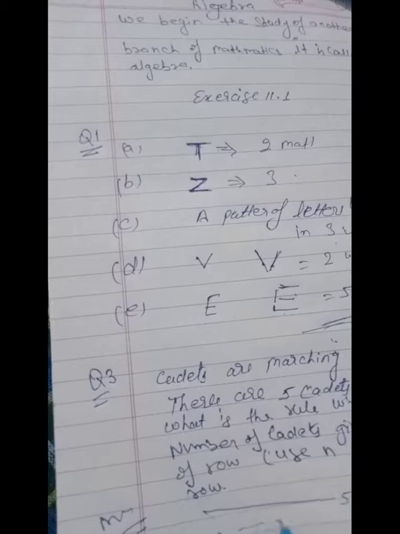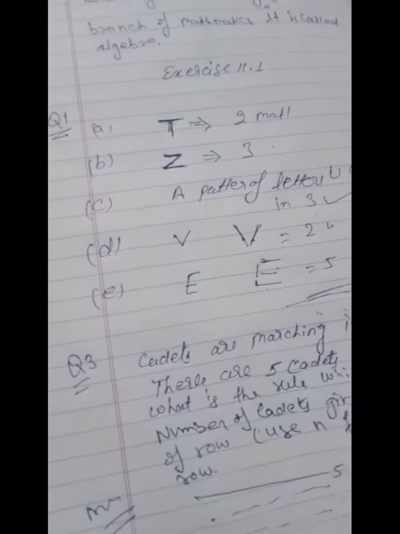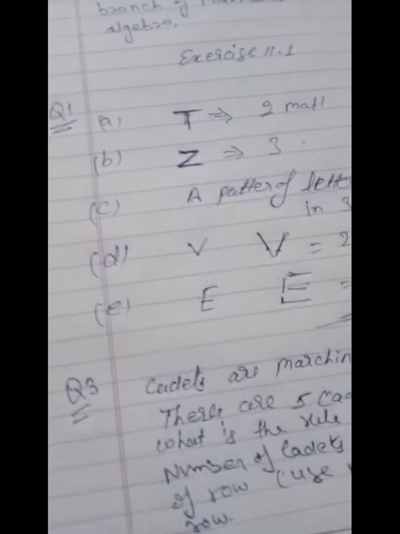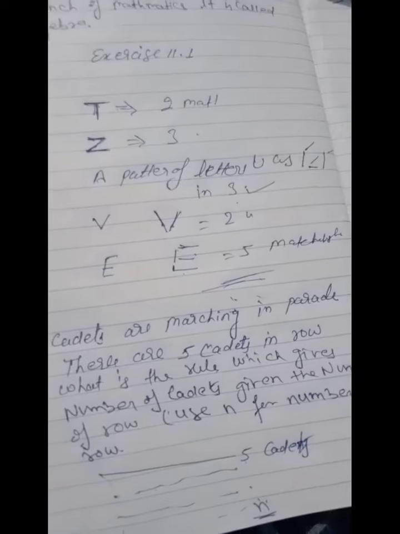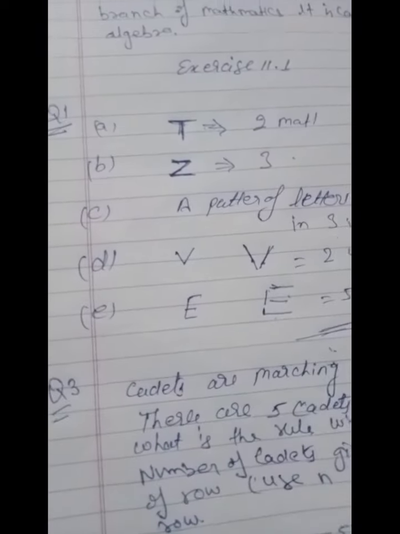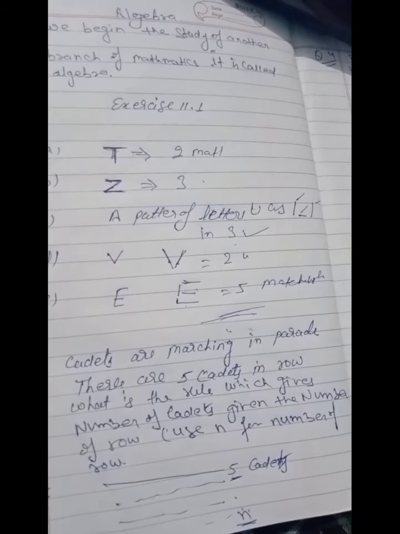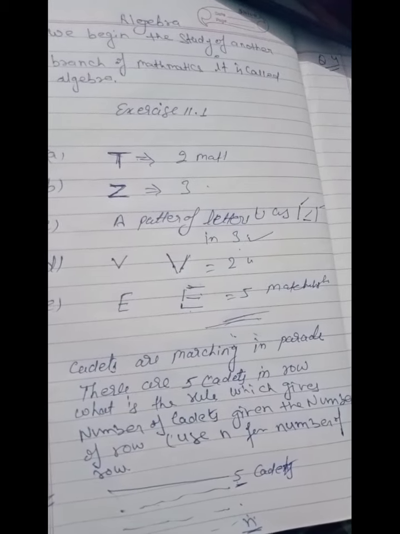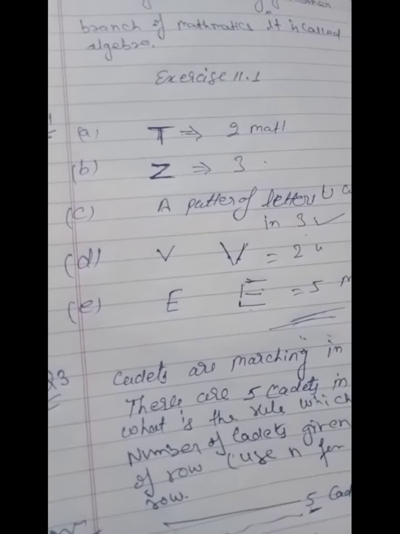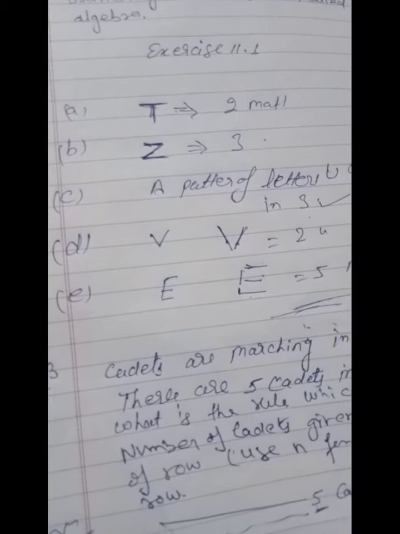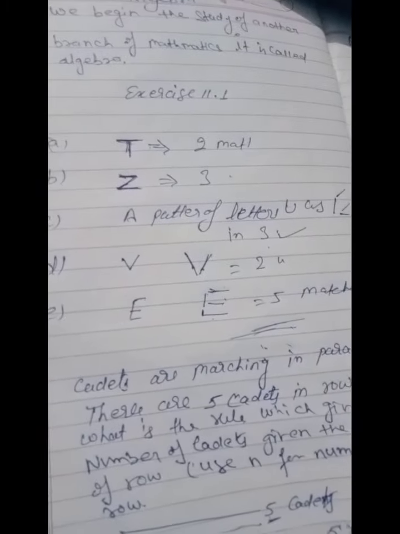So if we talk about n number of rows, there are many rows in which we put 5 cadets in every row. So n number of rows means n rows. The question is the number of cadets given the number of rows. So what is the rule? If we talk about this rule, there are 5 cadets per row. So if we multiply with n, we will get 5n as the answer. So 5n will be the answer of this.